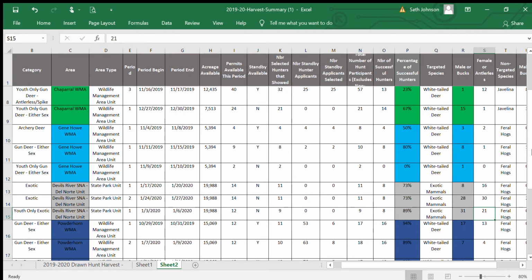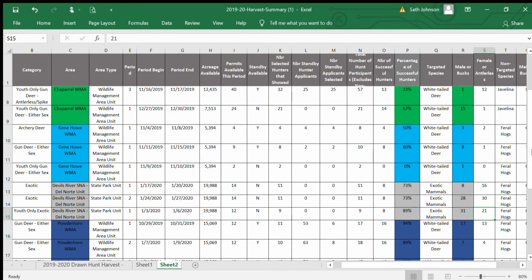So we're looking at number two. Again, in no particular order, we're looking at Eugene Howe Wildlife Management Area. Now, I slid this in here because look at some of these success rates. 50%, 80%. Now, we got a little goose egg in here, but we'll call that for what it is. That was a low permit time.